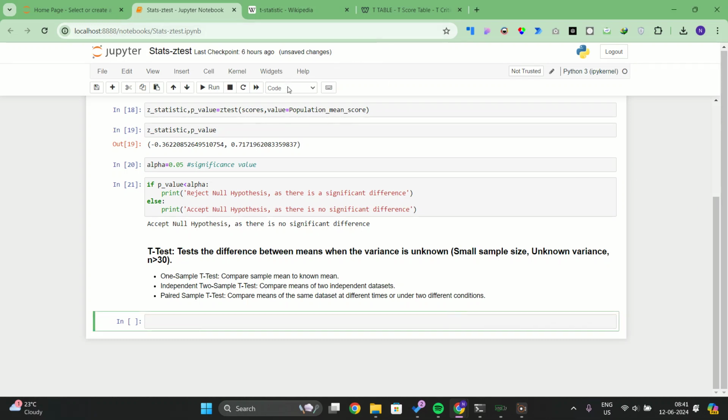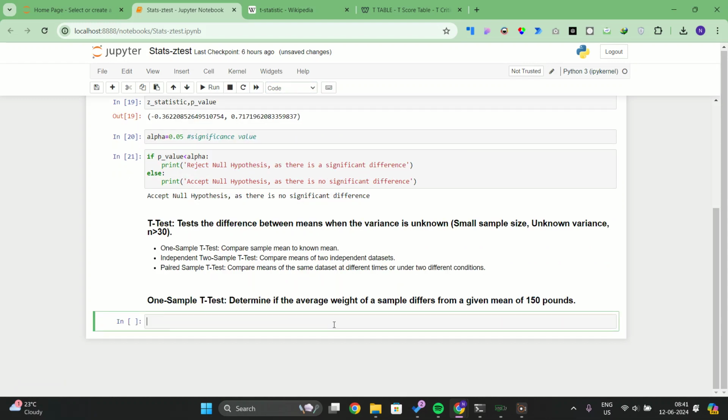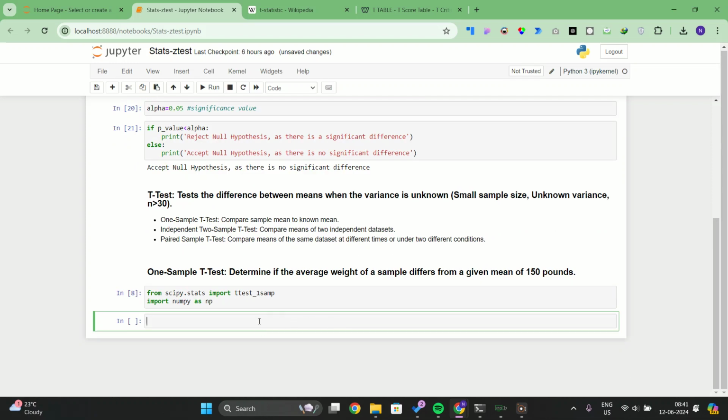Just type it here. We're going to work with a sample of weights, in pounds, of humans, where the sample size is around 20, which is less than 30. We are going to be using SciPy, which is a statistics library. So we have imported the one sample t-test.